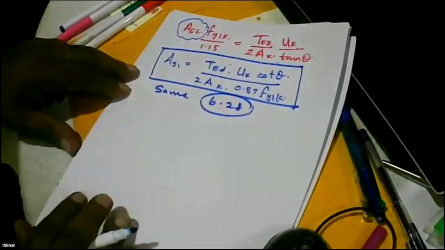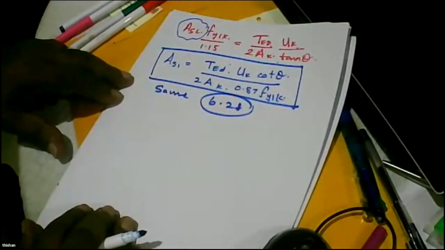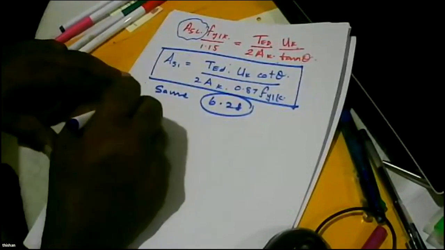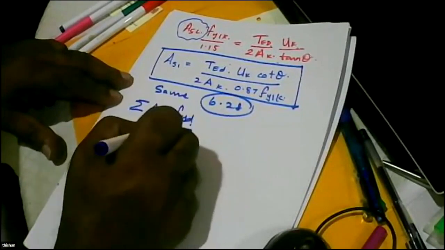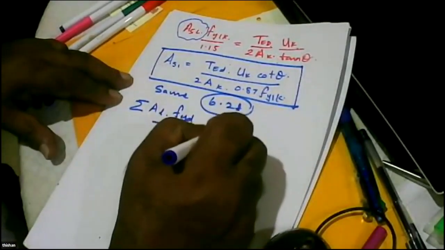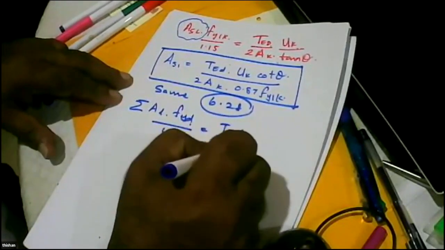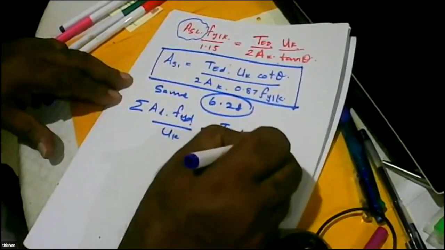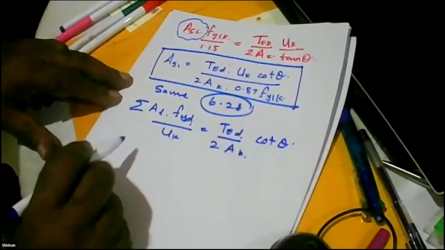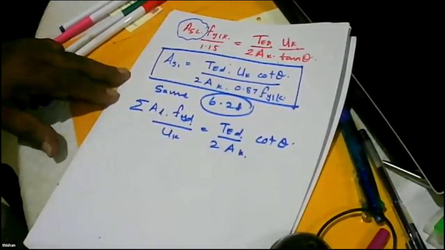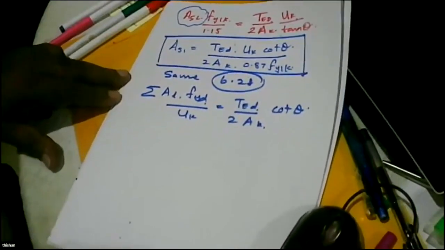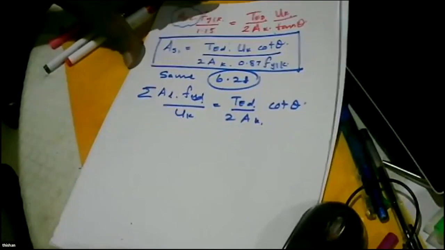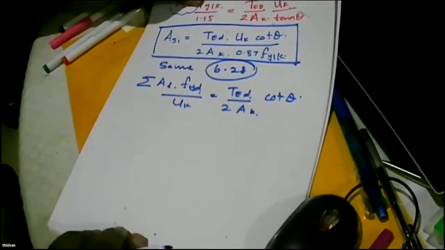Equation 6.28 is this one, but a different version, because equation 6.28 given in the code is f_yd over u_k equals T_Ed over 2A_k cot theta. So here u_k comes here, and f_yd goes there as 0.87 f_yk. Is that clear, Bandhuka? Yes, that is clear, sir. So basically there is no problem, the same equation, right? The equation is the same and it is given in the code.